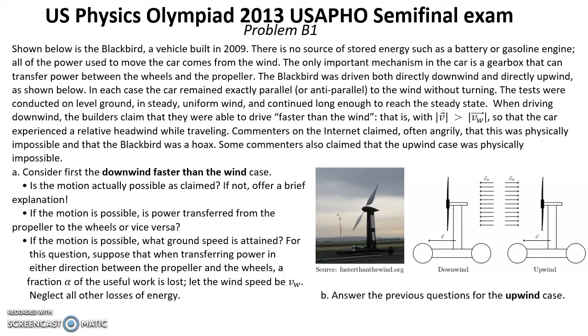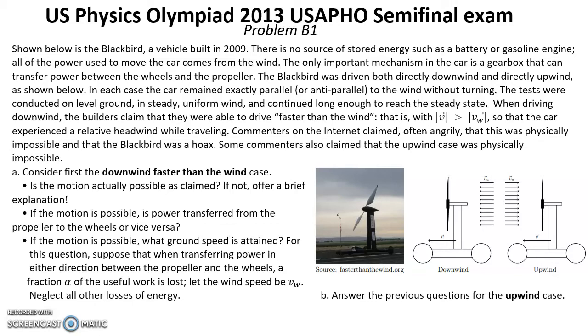The Blackbird was driven both directly downwind and directly upwind, as shown below. In each case, the car remained exactly parallel or anti-parallel to the wind without turning. The tests were conducted on level ground, in steady uniform wind, and continued long enough to reach the steady state.